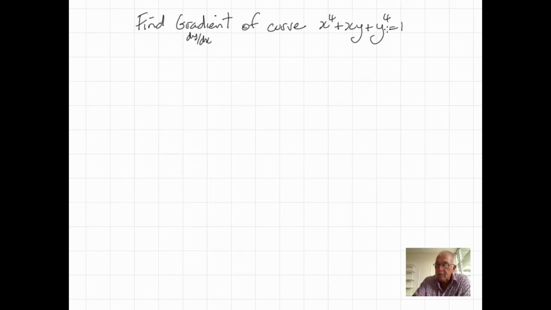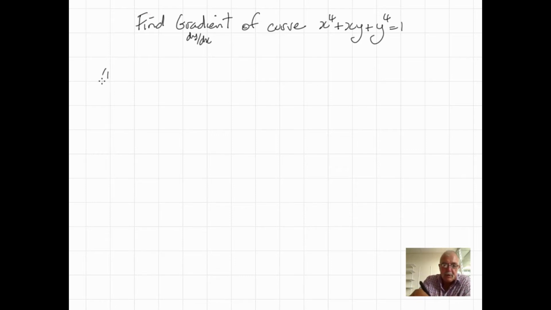And if we look at this function here, we've got x's and y's intermingled. It's not feasible to get y by itself. We've got a y to the fourth and we've got an xy, so we can't just get all the y's on one side and all the x's on the other. So we're going to use implicit differentiation, which we've just covered. So let's go through our template.